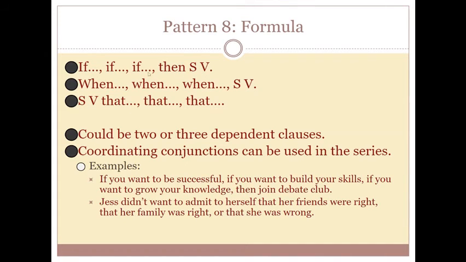So that's the example of this first iteration. This second example represents this third bullet here. Jess didn't want to admit to herself that her friends were right, comma, that her family was right, comma, or that she was wrong. So we have subject verb, Jess didn't want, to admit to herself. And you have that, subject, verb, finish. That, subject, verb, finish. Fanboys, that, subject, verb, finish. Those are your examples from the slides.